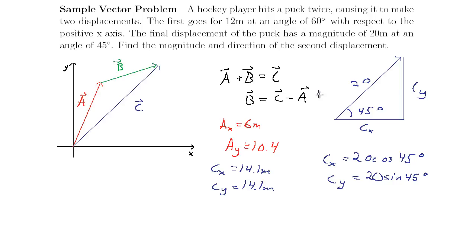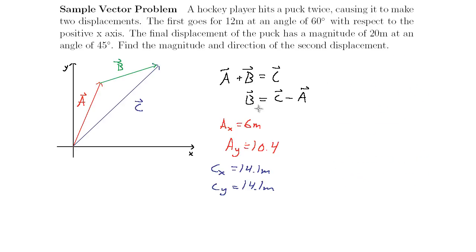Now we're ready to calculate what the vector B is. So we have here that B is equal to C minus A. So we get that this is equal to, well, the vector C is 14.1, 14.1, and then minus 6, 10.4. Alright, so this is equal to 8.1 and 3.7 meters. So in some sense we're done, right?